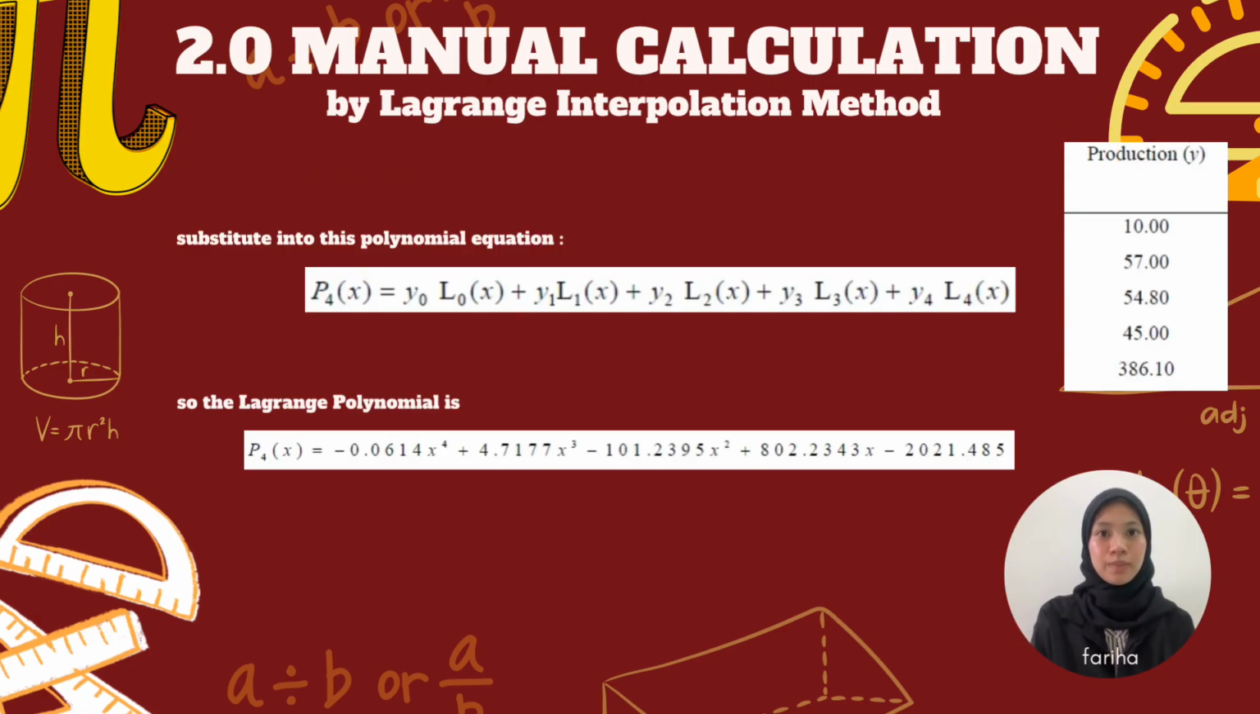After obtaining all the basis polynomials, they are substituted into the Lagrange polynomial equation shown on this slide. Each basis polynomial is multiplied by its corresponding production value and then summed together. This process generates the final fourth-degree interpolation polynomial. The resulting polynomial can then be used to estimate production values for any harvested area within the range of the given data. This polynomial serves as the mathematical model representing the relationship between harvested area and Duku production.